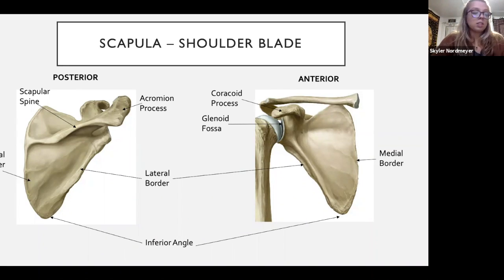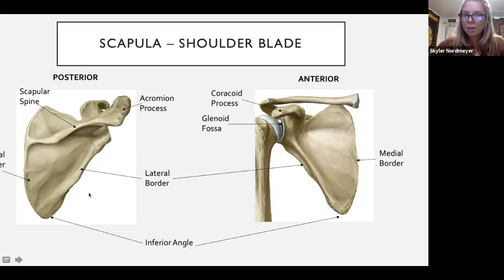There's still two more things that we haven't gone over yet, and it is the coracoid process, which is the other little pointy process on the front, on the anterior side, and the glenoid fossa, which helps us to connect to our humerus, so that we can move it around to create a nice ball and socket joint.